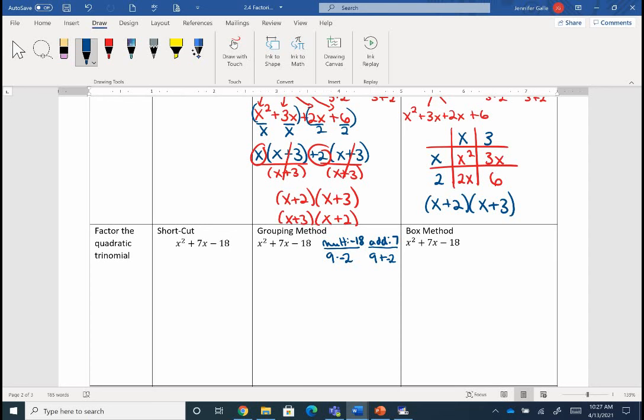All right, so I'm going to do the split here, and then you choose the method you want. So the x squared stays. The 7x is going to split.